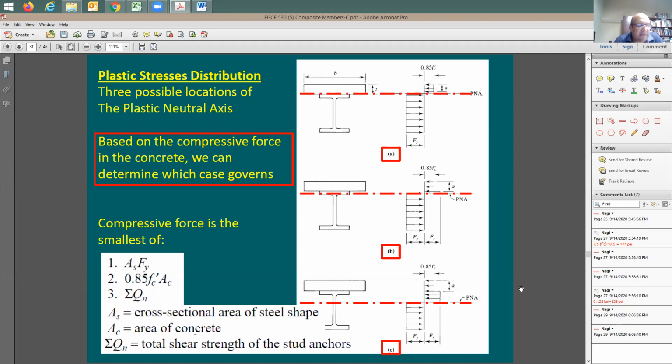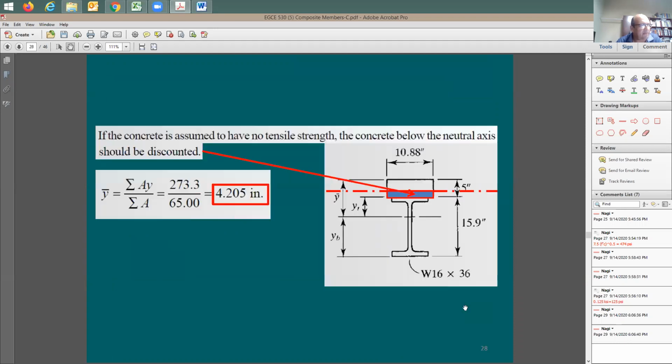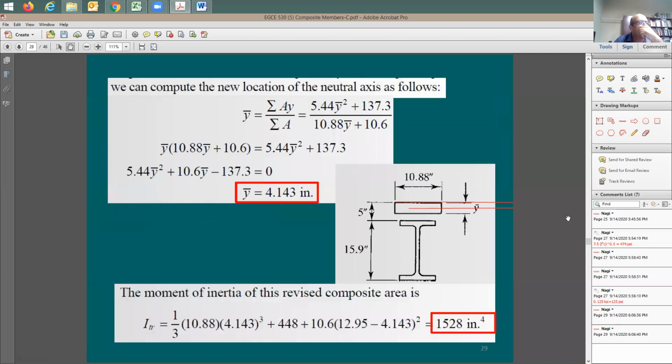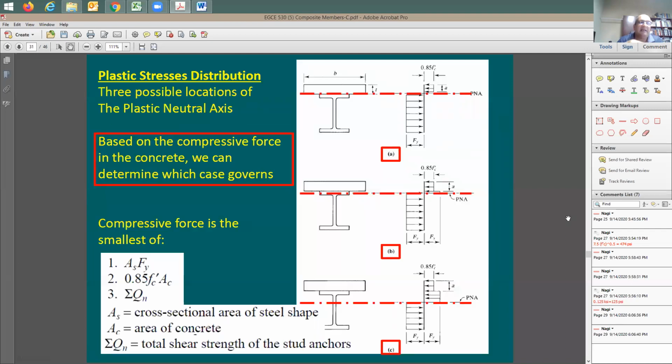Now what you're doing here, you're setting the compression equal to the tension so that you find the location of the plastic neutral axis. In the plastic distribution, it's going to be completely different from the elastic distribution. In elastic distribution, as I've done here, you find the centroid based on the area, then you find the inertia, and right at the neutral axis you have a stress of 0. You go up, it's compression. You go down, it's tension. Okay, this is clear. This is elastic analysis. In plastic analysis, finding the plastic neutral axis is based on setting compression equal to tension.